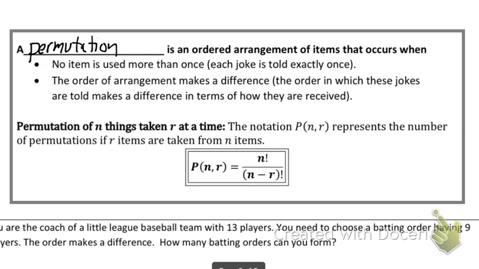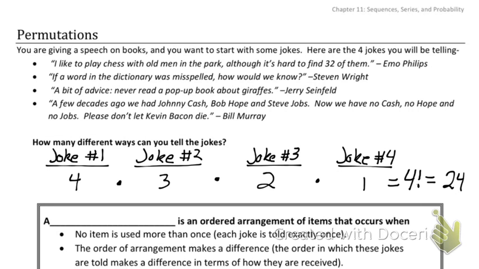Permutation of n things taken r at a time. The notation P(n, r) represents the number of permutations if r items are taken from n items. So in that jokes one, I had 4 items, and I actually chose all 4 of them. So in this case, it'd be P(4, 4).